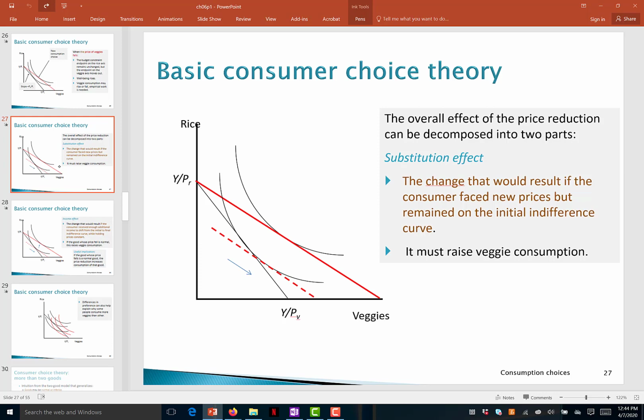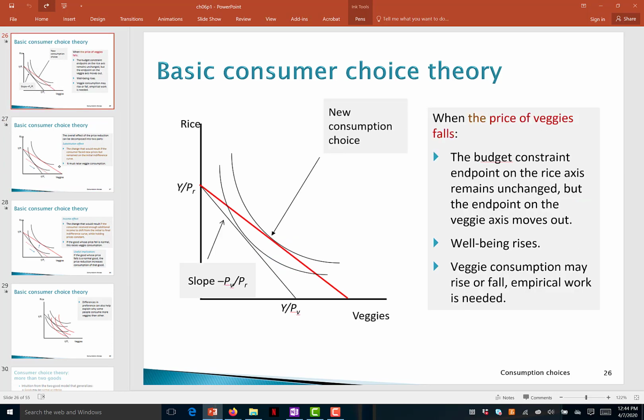And then the next thing to keep in mind is that as the price of a good changes, so let's say the price of veggies goes down, and veggies are normal goods, the consumption of veggies increases from this point to this point. We have a rise in consumption of veggies. Now, this consumption rise consists essentially of 2 effects, if you think about it.